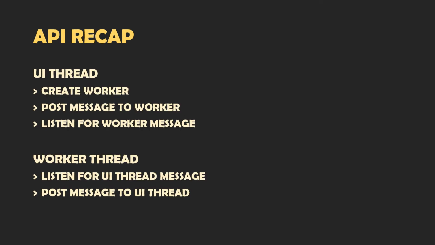In this demo, we've discovered the basic API of the web worker. On the UI thread, we have created a worker and got a reference to it. We posted a message to the worker and added an event listener to receive the worker's response. On the worker thread, we've listened to messages from the UI thread and sent back a message to the UI thread.